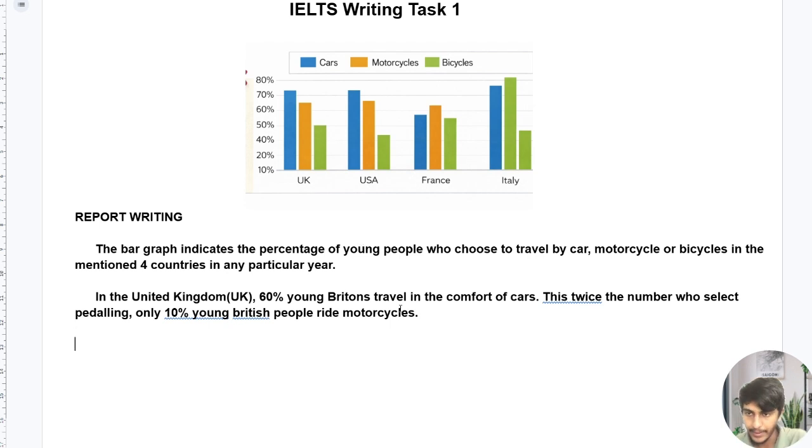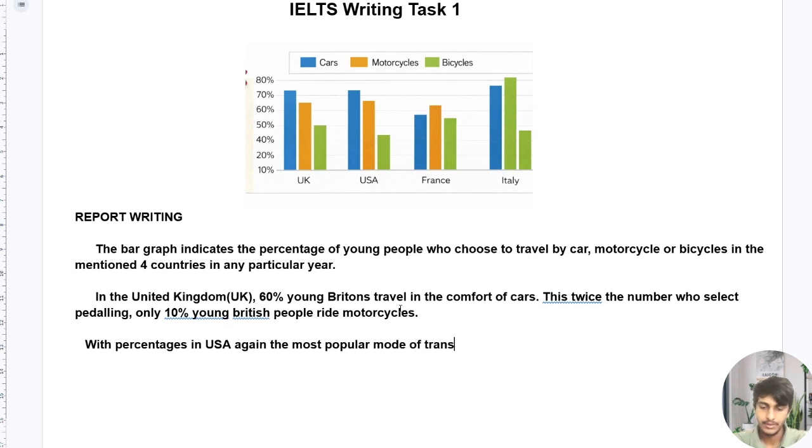Now we move to body paragraph 2. This is very specific, with percentages in USA. Again, the most popular mode of transport is cars, like 60%.